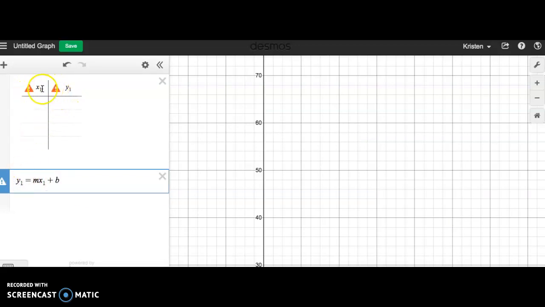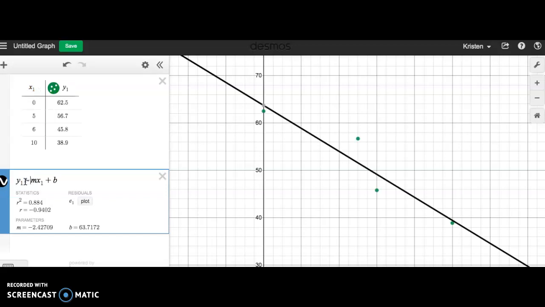You'll notice that it panics a little bit because we can't use an equal sign. Equals means this is going to be an exact problem, and we've talked about how this is an approximation of the best fit. So I'm going to change this to our little approximation symbol. And you'll see we have our equation written for us, y equals mx plus b, where m is negative 2.427 and b is 63.7. Our r squared value is 0.884, so that's a pretty strong correlation. Remember that strong correlations are either positive 1 or negative 1.